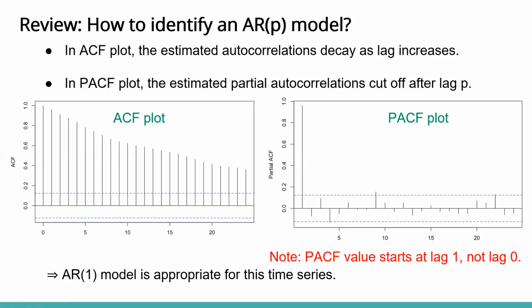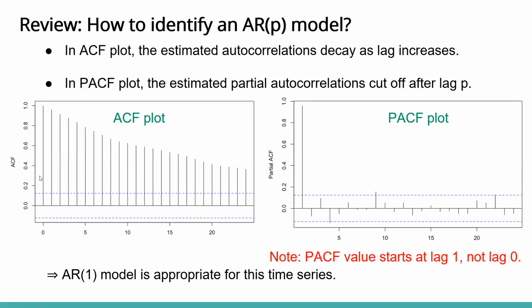If it's cut off immediately after lag 2, I'm actually going to know that it is the autoregressive model of order 2. So basically, the ACF plot is not enough. The ACF plot will enable you to distinguish between having an autoregressive model, or the moving average model, or the combination of the two.